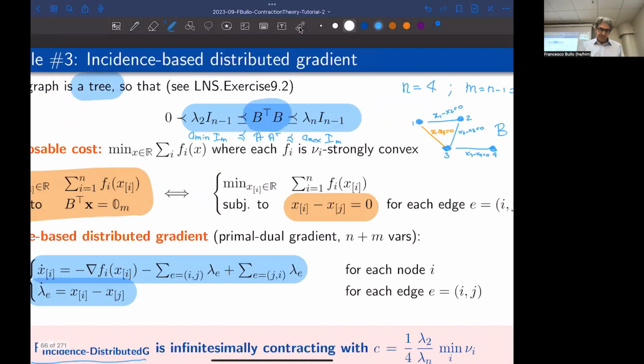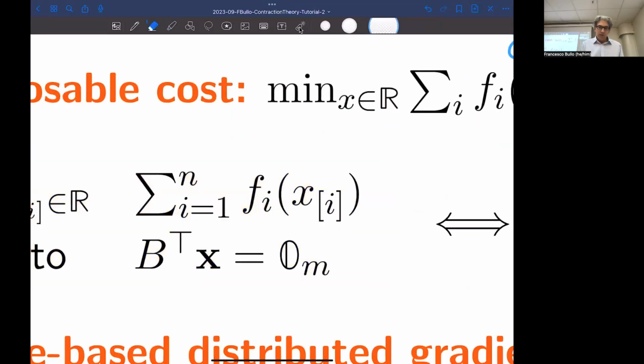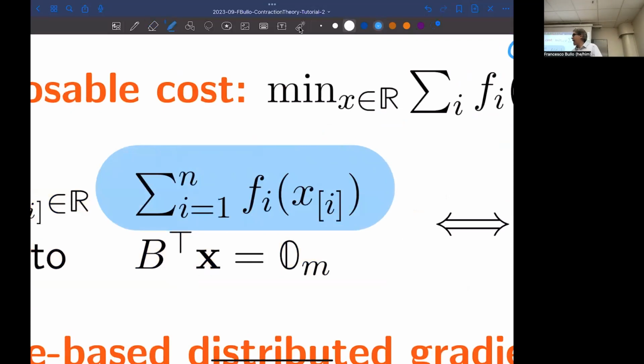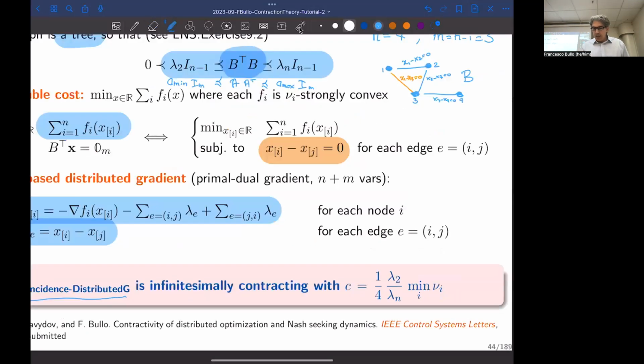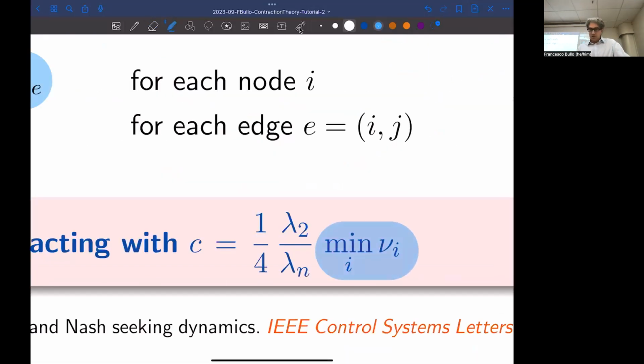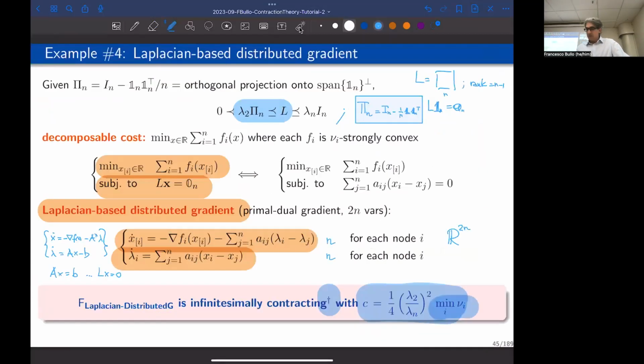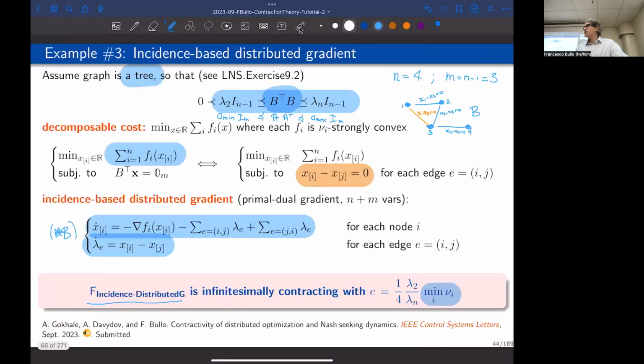So this is the function that has to be strongly convex in the n copies of R. I have the estimates at each state, and I have a sum of strongly convex functions of each entry. If you compute the Hessian, it's going to be diagonal, and you pick out the smallest eigenvalue of the Hessian, which is the smallest of the strong convexity parameters. That minimum of nu_i appears in both cases, whether you're doing the incidence constraints or the Laplacian constraints. In both cases, you get the 1/4 factor because that comes from the estimates in the primal-dual.